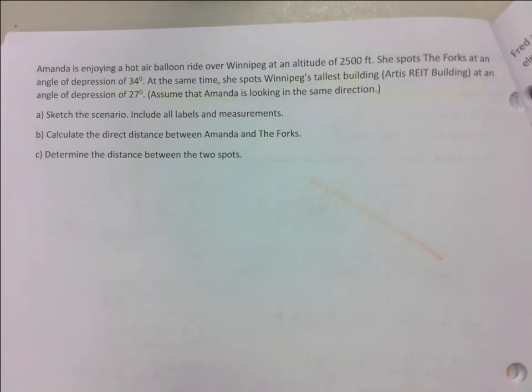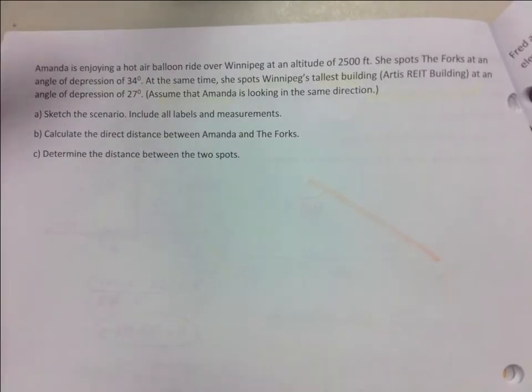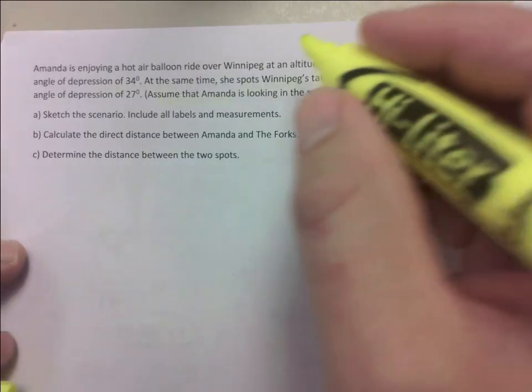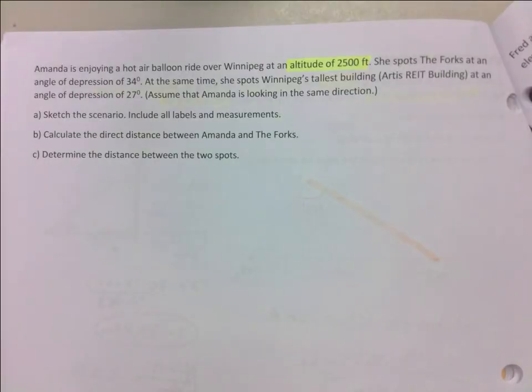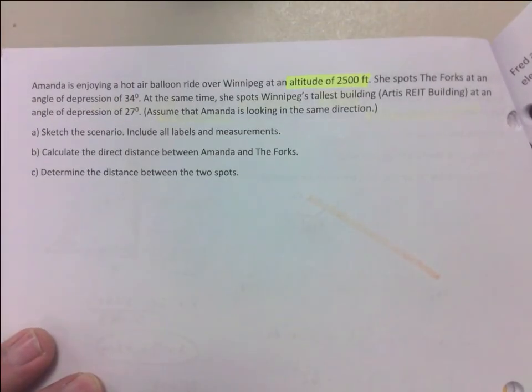Read and see how your diagram fares to my diagram. So Amanda is enjoying a hot air balloon ride, so we know we're somewhere up looking down, right? I'm assuming. And there's an altitude, right? Altitude of 2,500 feet. That's the height, by the way.